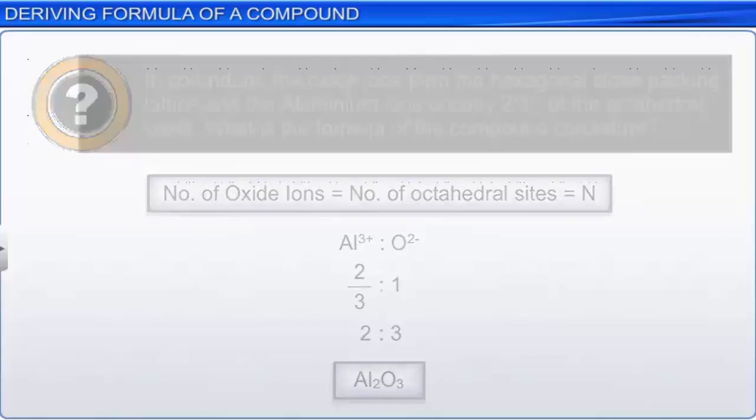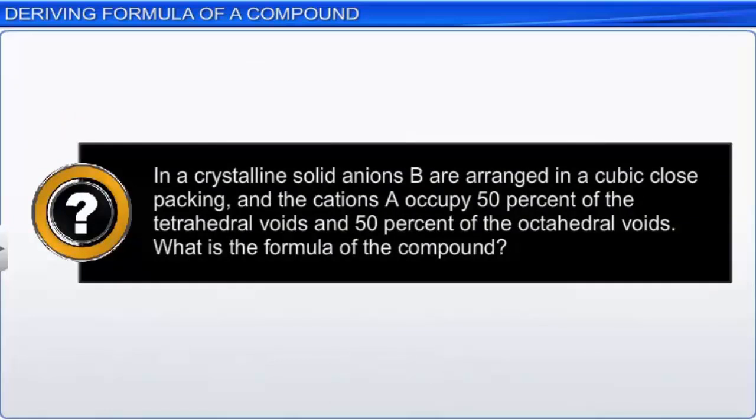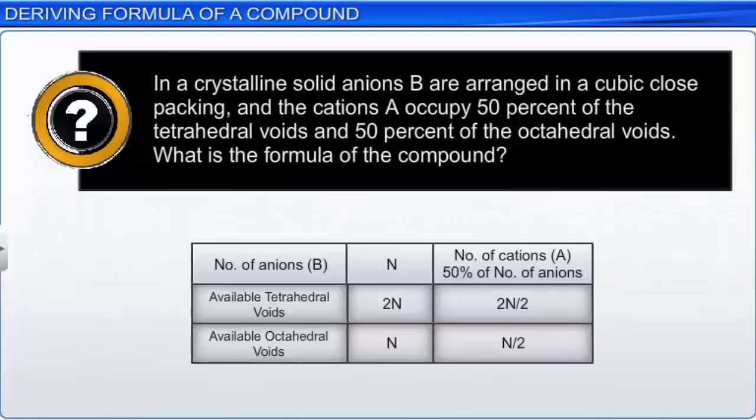Let us solve one more problem. In a crystalline solid, anions B are arranged in a cubic close packing, and the cations A occupy 50% of the tetrahedral voids and 50% of the octahedral voids. What is the formula of the compound? Now anions B are arranged in cubic close packing. If N is the number of anions B, then the number of available tetrahedral voids is equal to 2N, and the number of available octahedral voids is N.